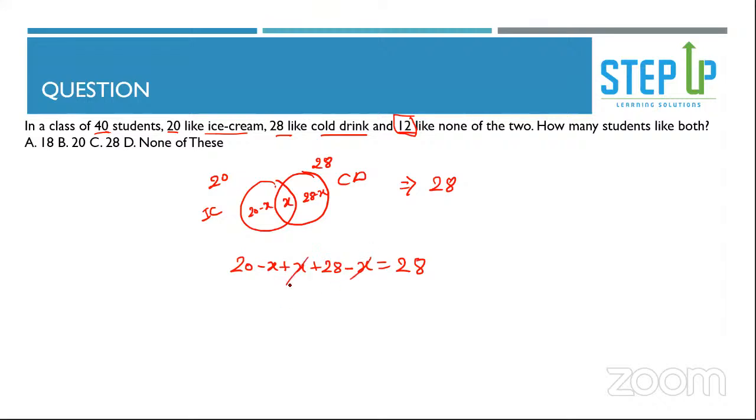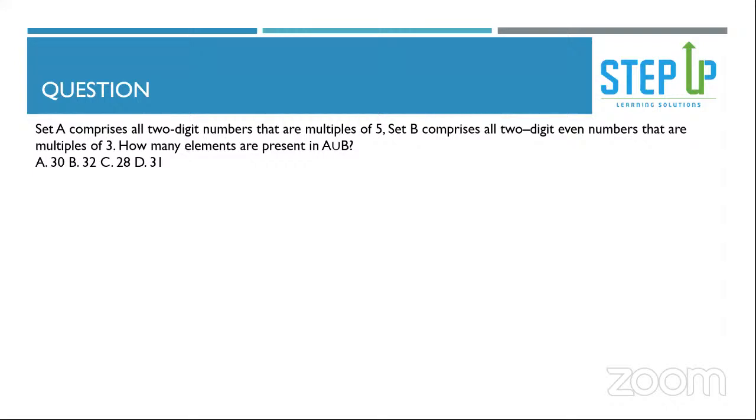So this will get cancelled. This will also get cancelled. X is equal to 20. Right. So the answer is 20. Yes, Aditya and Baldi, that's the answer. All right, we'll move to the next one.